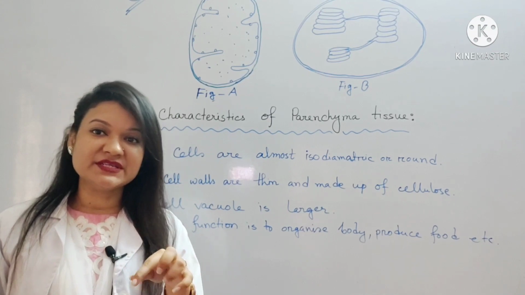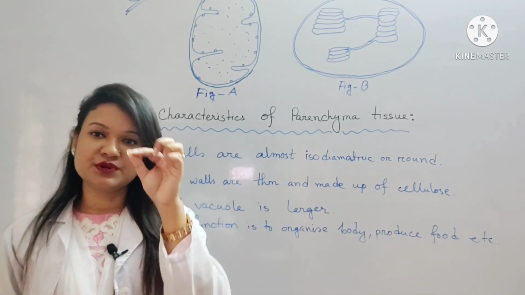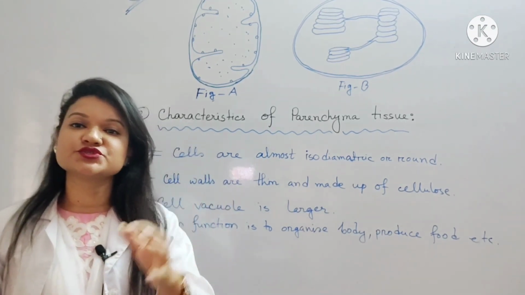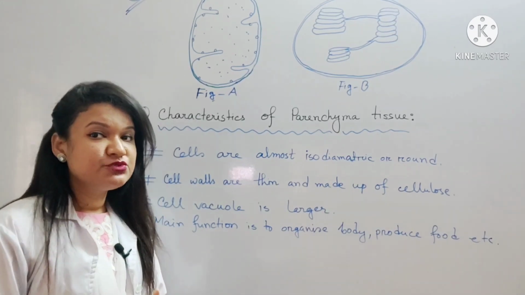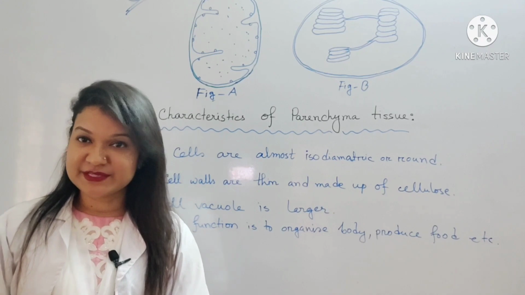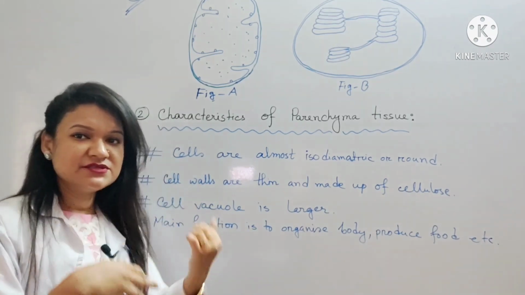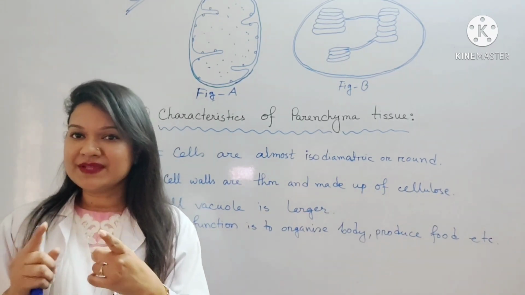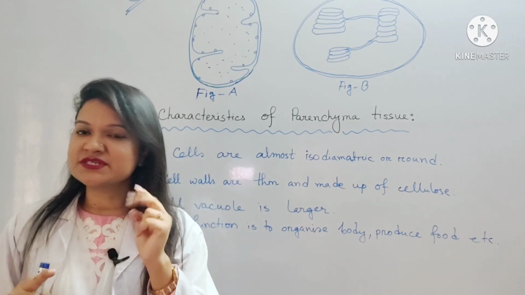You have to keep in mind that you have to answer what parenchyma tissue is, then you will go for the characteristics of parenchyma tissue. If you write in this way, then I guarantee that you will get 2 marks in your exam.